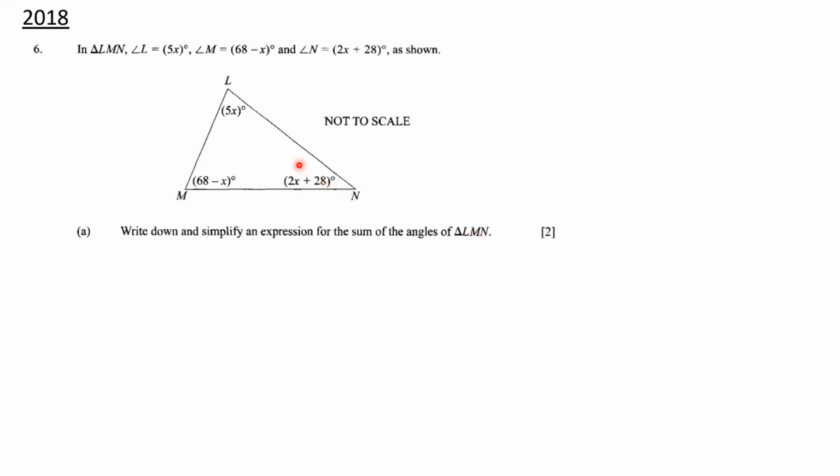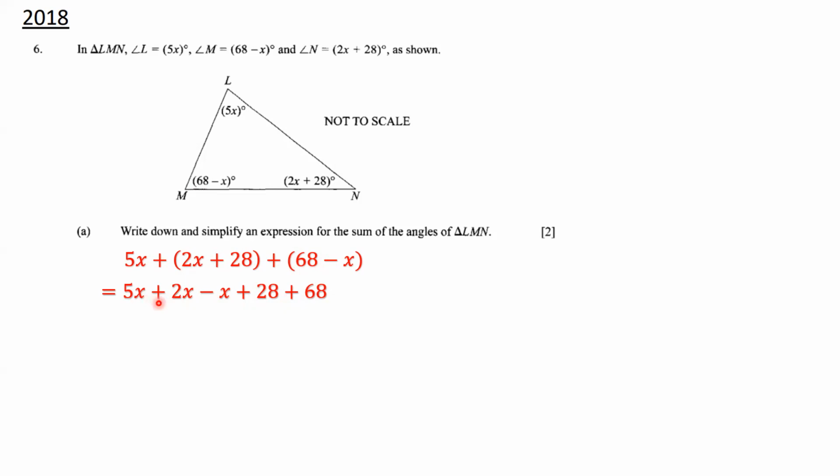So what we have to do is basically add these up and simplify it. So we have 5x plus 2x plus 28 plus 68 minus x. And so what we need to do is group our like terms. What are the like terms? We have 5x, 2x, and negative x. So let's group them together: 5x plus 2x minus x, and then we group together the numbers, 28 plus 68.